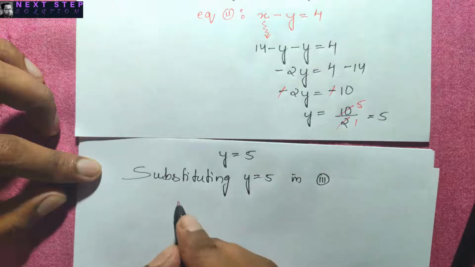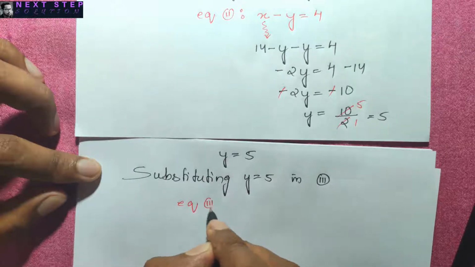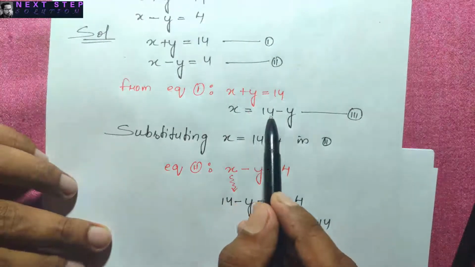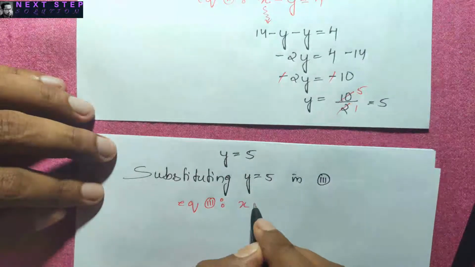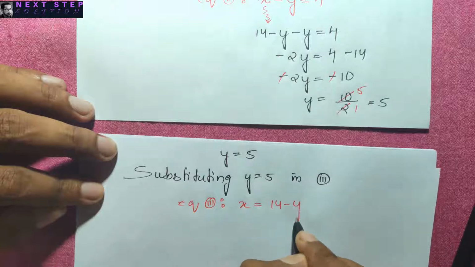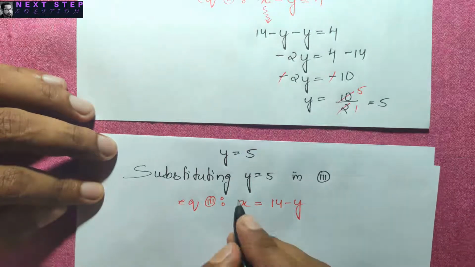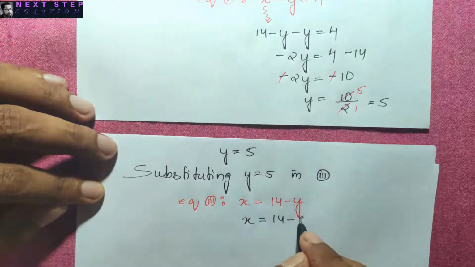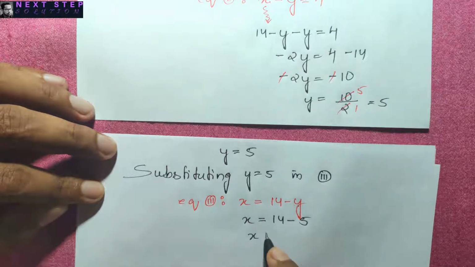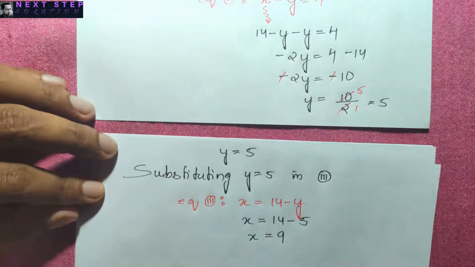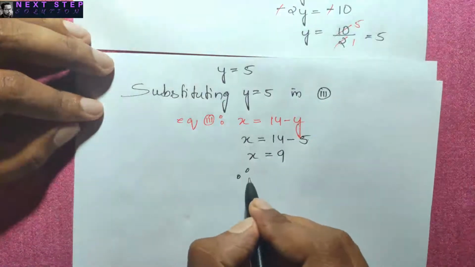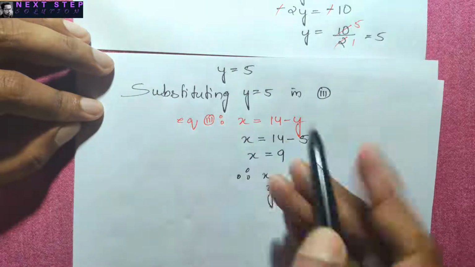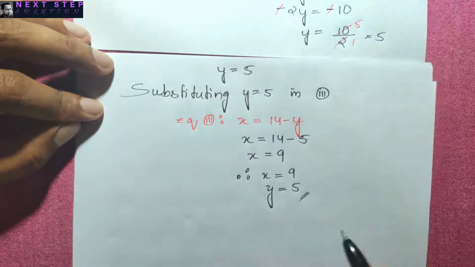Let us write down what is equation 3 first. Equation 3 was x equals 14 minus y. We got the value of y, so we will write it as 14 minus 5. So x is equal to 14 minus 5, which gives 9. Therefore x equals 9 and y equals 5. This becomes the answer.